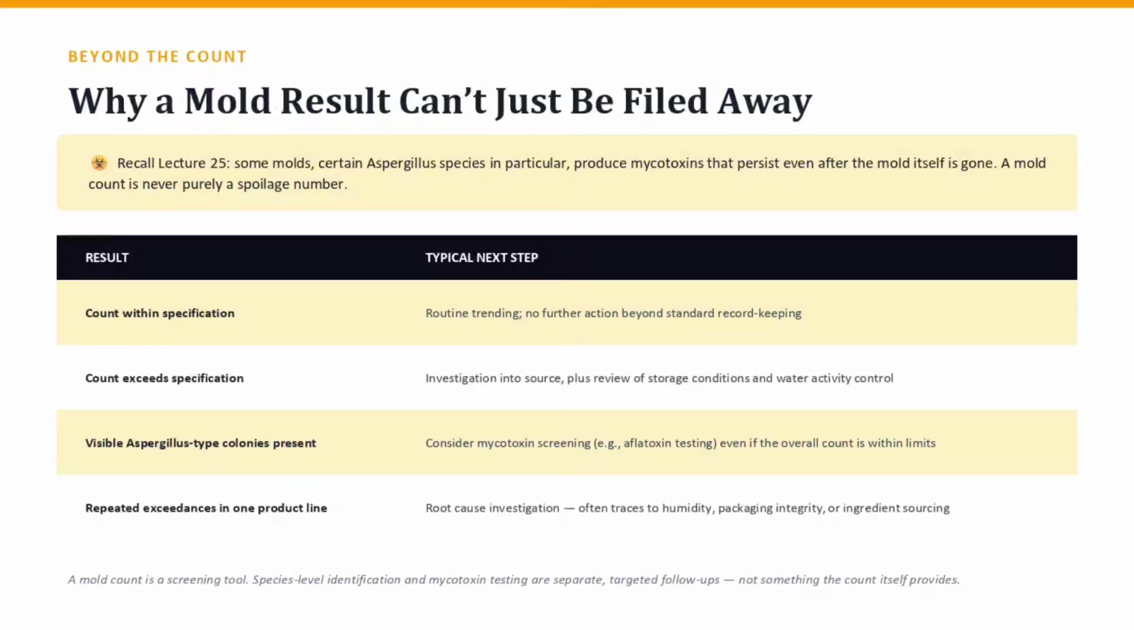Let's walk through typical next steps based on the result. If the count is within specification, that's routine trending. No further action needed beyond standard record keeping. If the count exceeds specification, that triggers an investigation into the source, plus a review of storage conditions and water activity control. If you see visible Aspergillus-type colonies, you should consider mycotoxin screening, aflatoxin testing for example, even if the overall count is within limits. And if you see repeated exceedances in one specific product line, that calls for a full root cause investigation, which often traces back to humidity, packaging integrity, or ingredient sourcing.